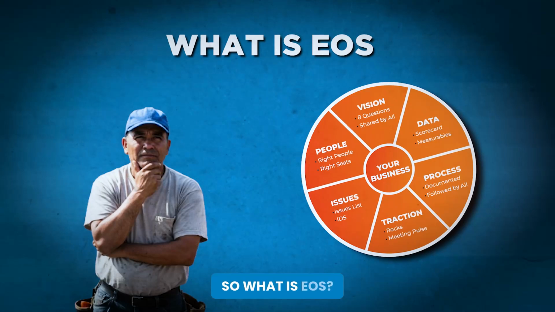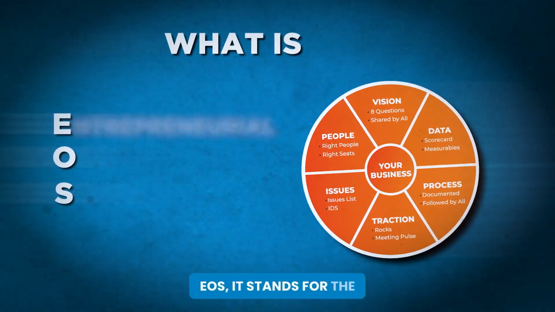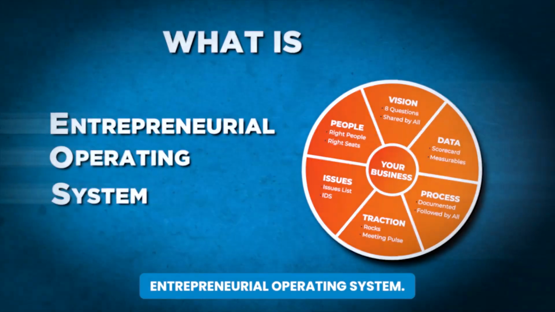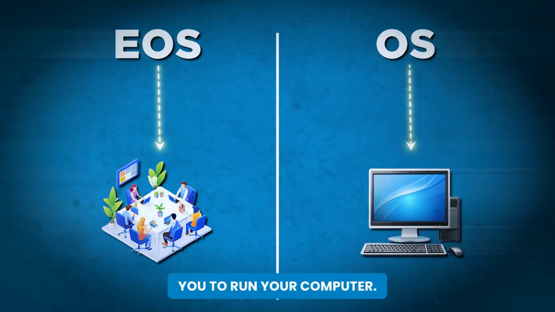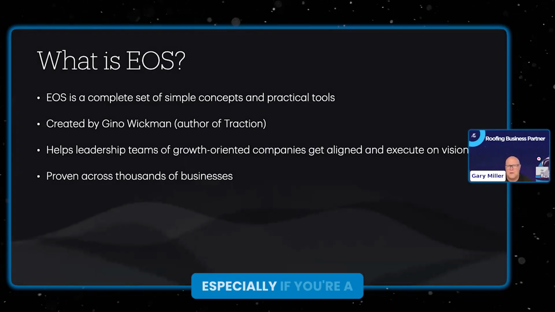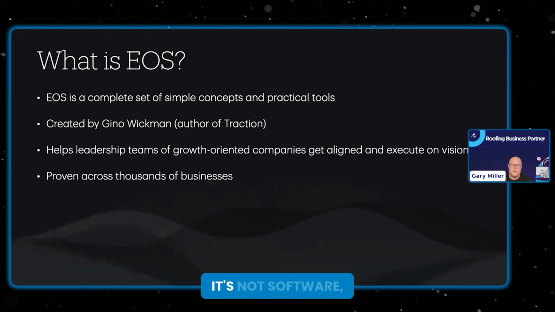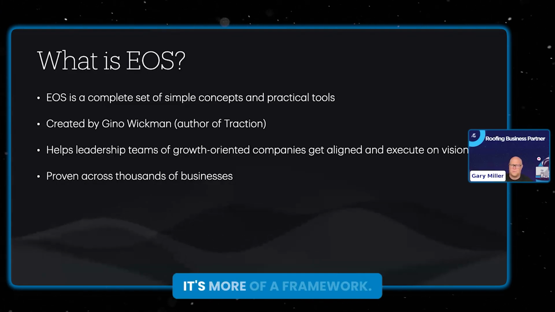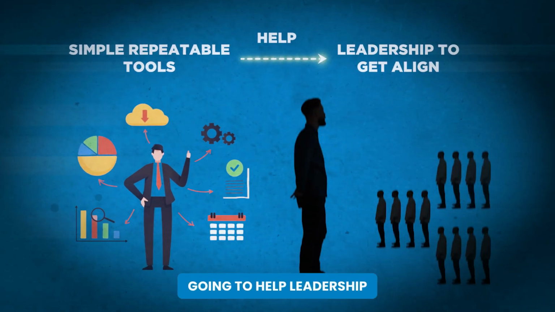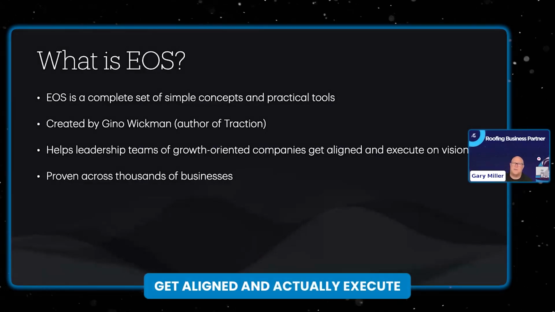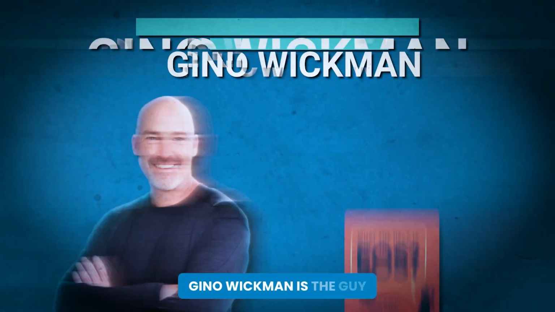So what is EOS? EOS stands for the Entrepreneurial Operating System. It's a way to run your business, much like an operating system will allow you to run your computer. And it actually works, especially if you're a growth-minded company. It's not software, it's not magic. It's more of a framework. It's a set of simple, repeatable tools that are going to help leadership get aligned and actually execute on their vision. Gino Wickman is the guy who created it.